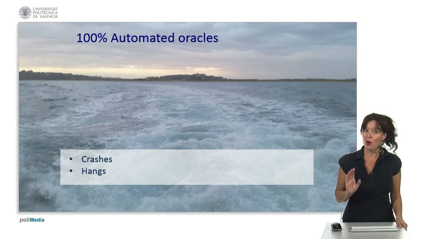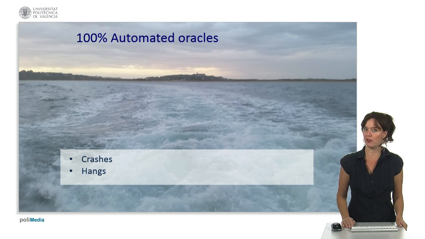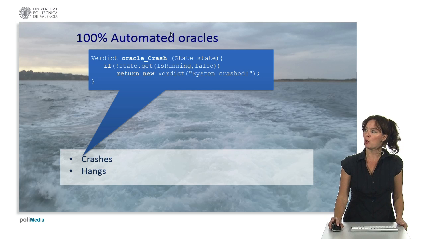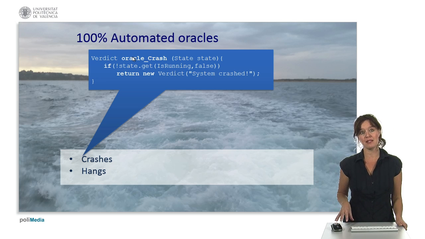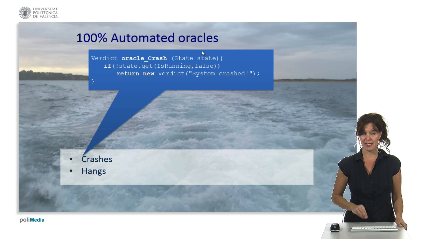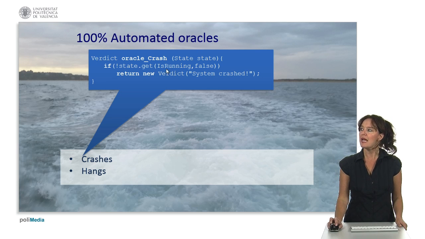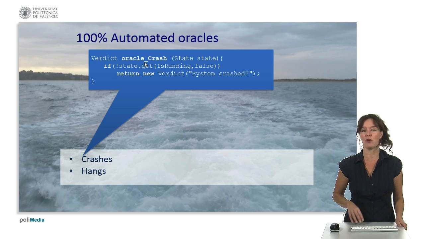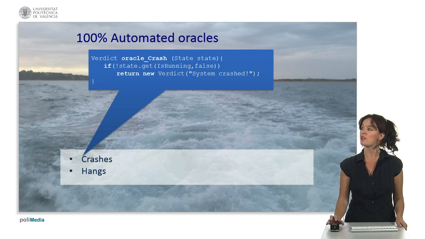And let's look at the code and how we can program that. It's very easy. It's done in Java for now. Here we have an oracle, for example, in Java that can detect a crash. And what you see, the oracle is called Oracle Crash. It receives the state the user interface is in at that specific moment, and it just sees whether in that state the application is still running or not. If not, then we have the verdict of the oracle that says the system has crashed.